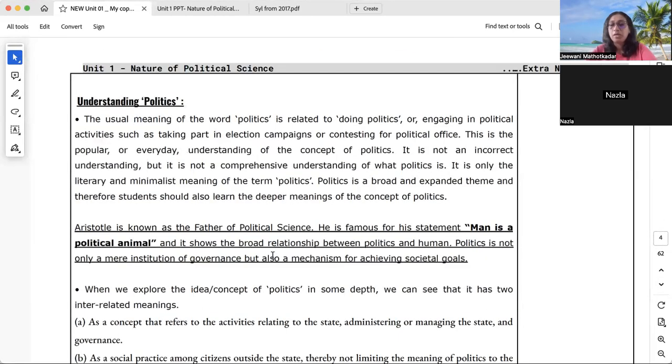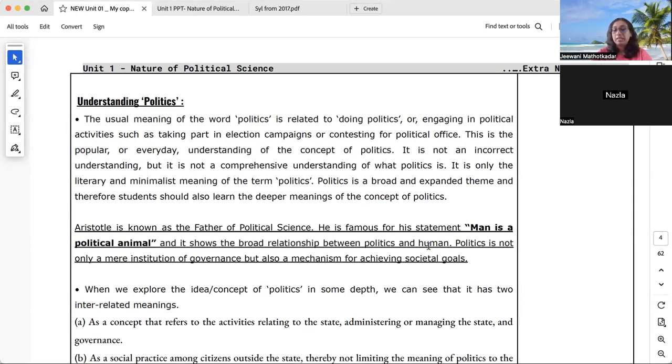Understanding politics. If you ask what is politics, it means doing politics, engaging in politics. If somebody asks you what is politics, you may say doing politics or engaging in politics. This usual meaning of politics is related to doing politics or engaging in political activities such as taking part in election campaigns and contesting for political office. This is a popular, everyday understanding of the concept of politics. So if you answer that politics is doing politics, that is the day-to-day, usual understanding about politics.